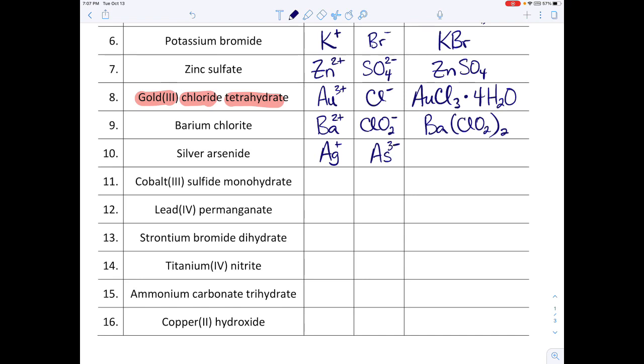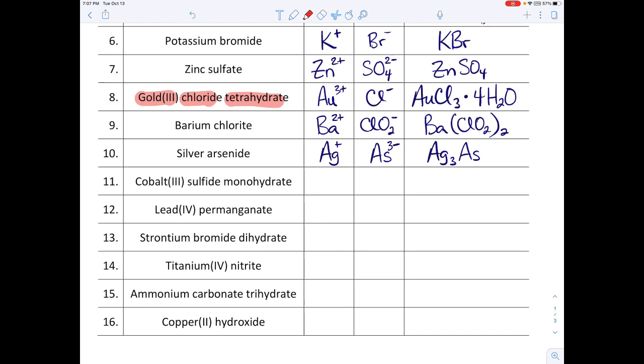Now we have a 1 positive and a 3 negative. To make those equal, I'll take 3 of the silvers and 1 of those arsenides. So Ag3As shows me 3 silvers and 1 of the arsenides.